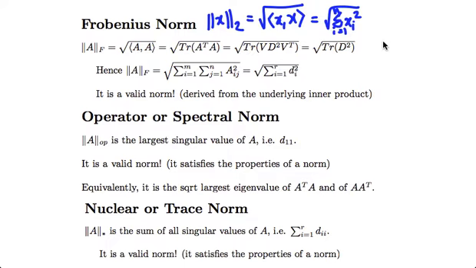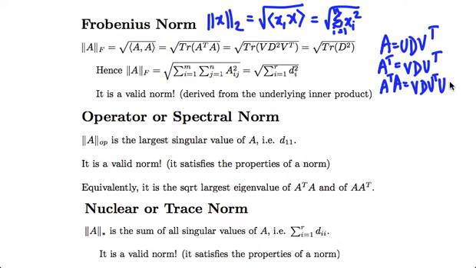Now if A is just U D V transpose, then A transpose is V D U transpose. Remember that D is diagonal, so D transpose is exactly D. And in that case, A transpose A is just V D U transpose U D V transpose. Now remember that U transpose U is the identity for the SVD, and so we just get D times D. Since this is a square diagonal matrix, we can just write that as D squared. So we just get the trace of V D squared V transpose.